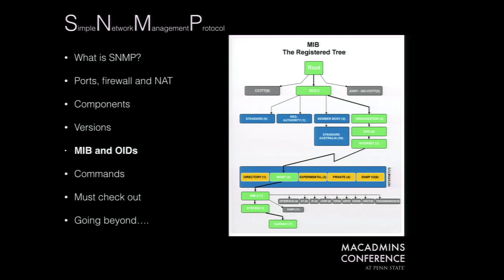The MIB and the OIDs are two main components. A MIB stands for Management Information Base. It's a gigantic tree with all sorts of data. And OIDs are object identifiers, the address inside the tree to reach the data.